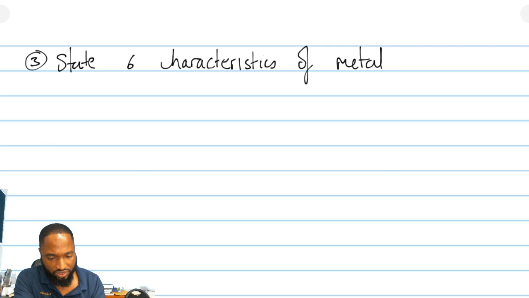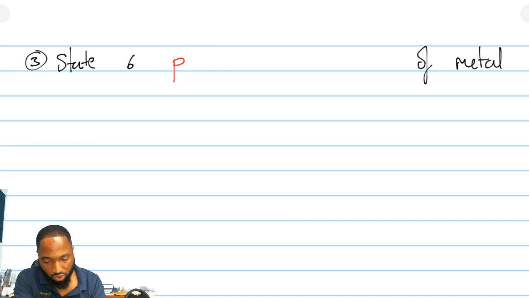Next question, three. State the six characteristics of metals. I don't say characteristics, I say physical properties, when we don't want to bring in chemical yet. I'll put this in a different color. You could write these questions for yourself now and answer them. It will help you a million zillion. Physical properties of metals.